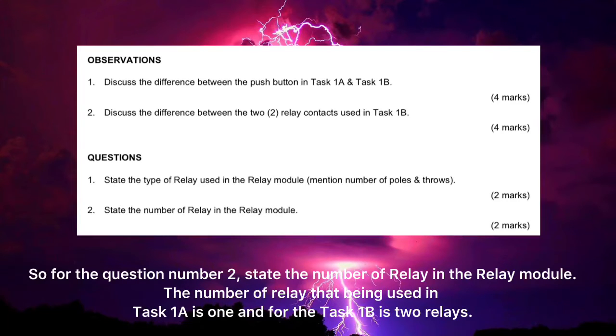Okay, so for question number 2, state the number of relays in the relay module. The number of relays used in Task 1A is 1, and for Task 1B it is 2 relays.